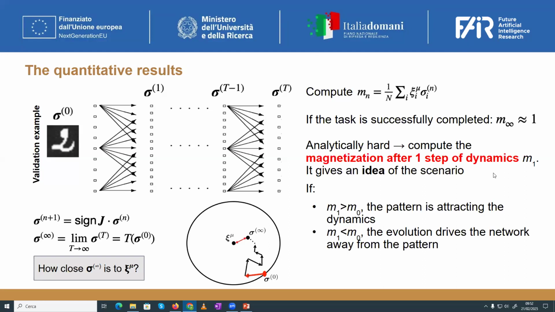But we can get an idea of what's going on by simply computing the first step of the dynamics. In particular, we can compute the overlap of the first hidden layer with respect to the hidden feature. And of course, if this magnetization is close to 1, the task is completed even at the first layer.